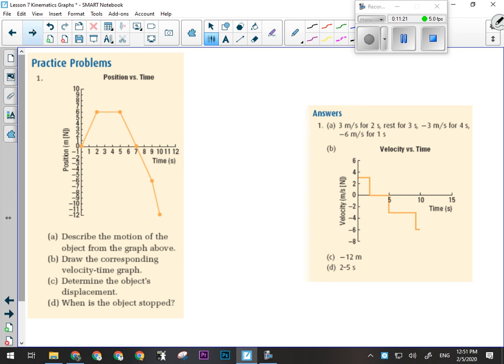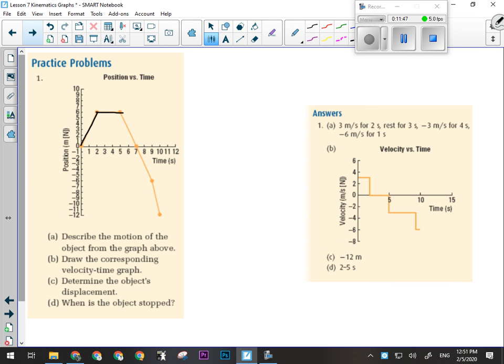What is going on in question number 1 here? Remember that this is a position versus time graph now. What is the object doing during this part of the graph? Moving at a constant velocity north. It's giving us the direction of being north here. Because this is a position versus time graph, the position is changing at a constant rate.